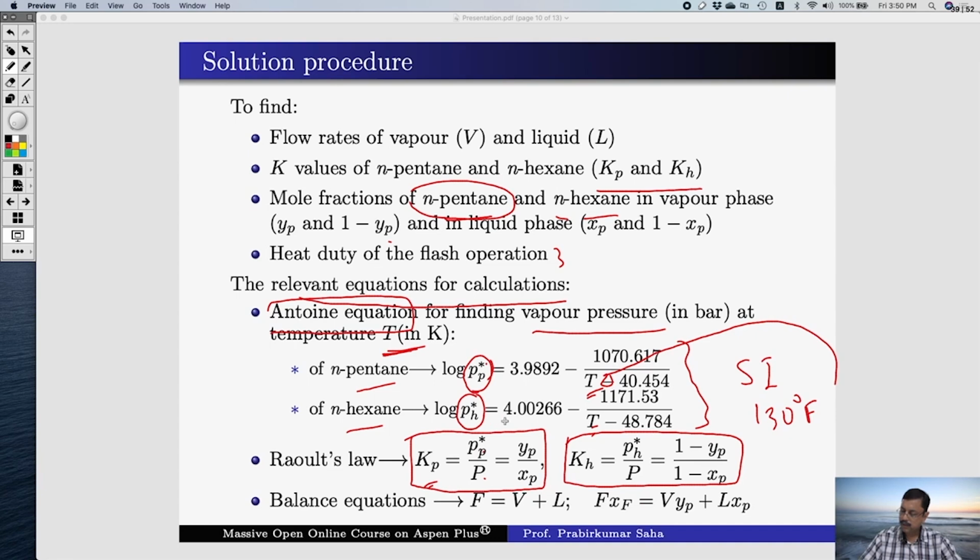So if we know vapor pressure and total pressure is known, we can calculate Kp and Kh. So if we know Kp and Kh, then we have two equations and two unknowns. So we can easily calculate Xp and Yp. So if we know Xp and Yp, then lastly the balance equation, we know everything in these equations except V and L, which can be found out very easily.